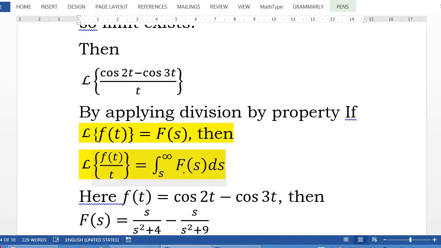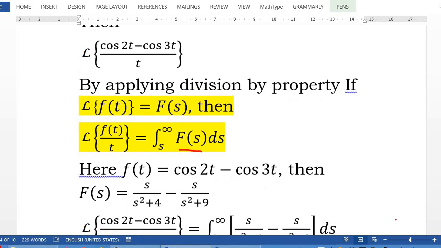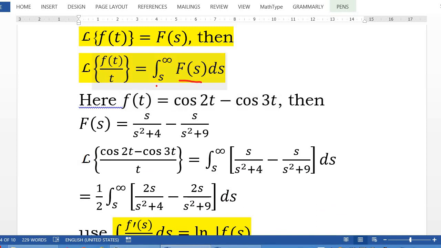It will be equal to the integral of F(s) ds from s to positive infinity. So identify the f(t) here is cos 2t minus cos 3t, and then to get the result you have to find your F(s), which is the Laplace transform for cos 2t minus cos 3t. So we get s over (s squared plus 4) minus s over (s squared plus 9). Hence, by the division by t property, the Laplace transform for (cos 2t minus cos 3t) over t will be equal to the integral of your F(s) from here, ds from s to positive infinity.